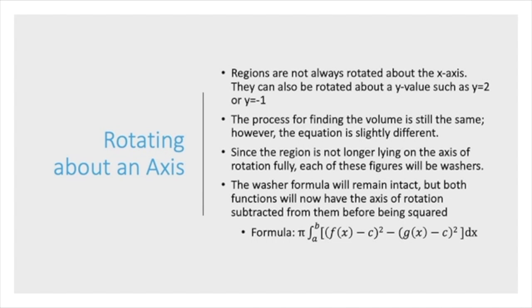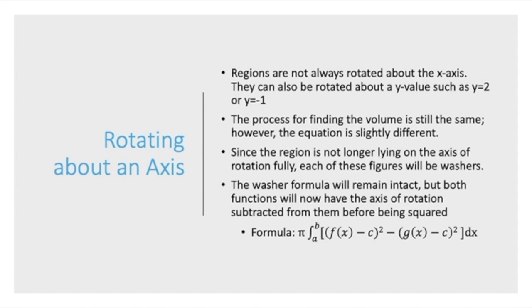When they pose these questions to you, they don't always have you rotate about the x-axis. They could have you rotate about another axis, for example, y equals 2 or y equals negative 1. The process for finding these volumes is very similar. There's just one slight difference. You have to accommodate for the axis of rotation. I'll just continue reading for now until we get down to the formula. The process for finding the volume is still the same, however the equation is slightly different.